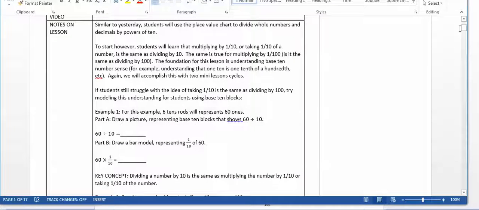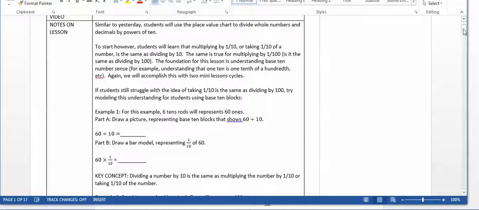Understanding that when we slide one place value to the right, we're dividing this number by 10, or we're also taking 1/10 of the number. If I had 4 divided by 10, I would slide it into the tens place. That's the same as 4 divided by 10, or taking 1/10 of 4.